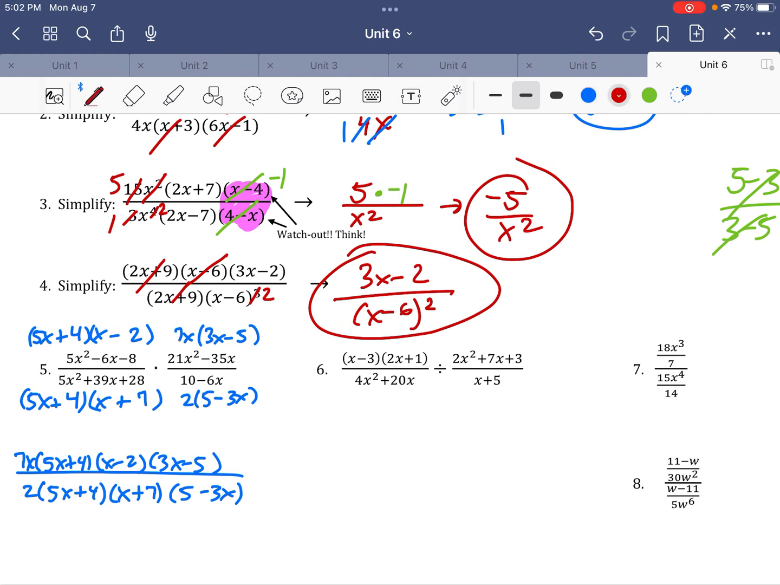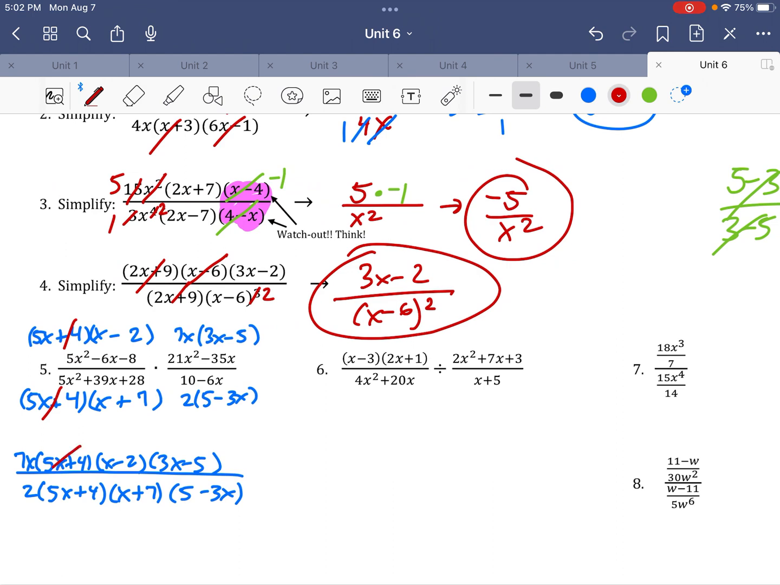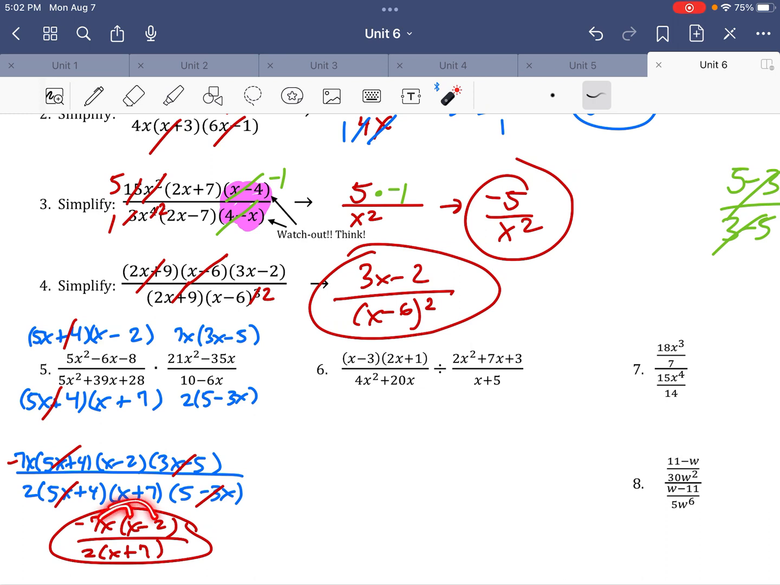But I wouldn't go and write this step out normally. I would just start canceling these things up here. Okay, but just to show you that it's the same. So these cancel. These 2 cancel, but I put a negative. And I think that's it. 7 and 2 don't cancel. X plus 7 and x minus 2 don't cancel. So I get negative 7x and x minus 2 in the numerator. The denominator is 2 and x plus 7. And I'm finished. Now somebody might multiply these out if they want. That's just personal choice, but this is usually how you're going to see it done.